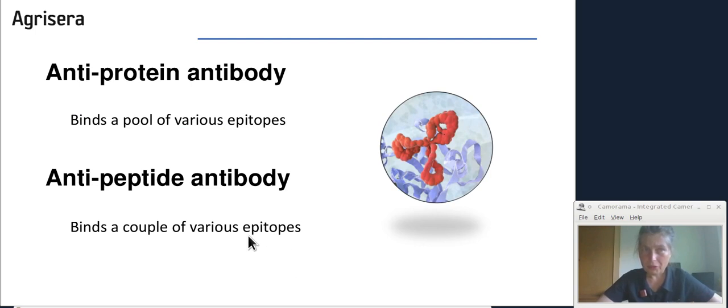So, just to remind you that if we produce antibodies to a whole protein, then we will have a whole pool of various epitopes which is detected by the resulting antibody. If a peptide, which is 7 to 30 amino acids, is injected, automatically the number of epitopes recognized by such an antibody is going to decrease.